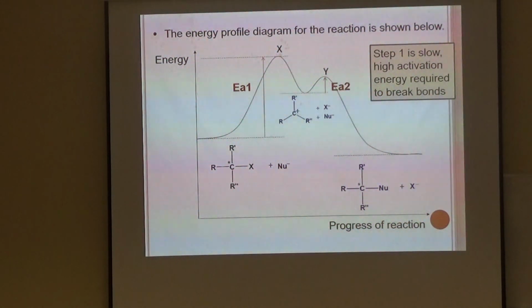Step 1 is the slow step. It has high activation energy required because it needs to break that particular bond. There's no bond formation, it's just breaking off that one bond. Now those of you who are faster and done with copying, can you suggest what is the structure at point X and point Y then? Just a quick sketch. What do you think is happening at the peak X and what is the chemical species at the peak Y?